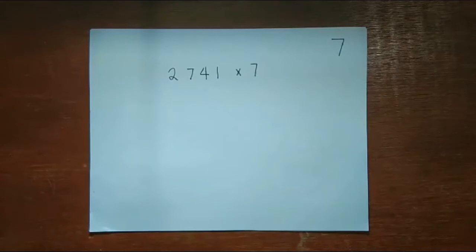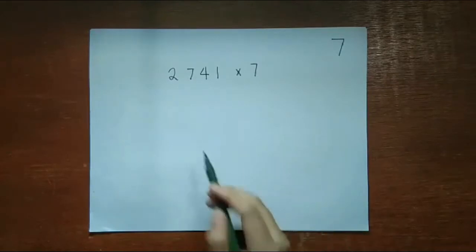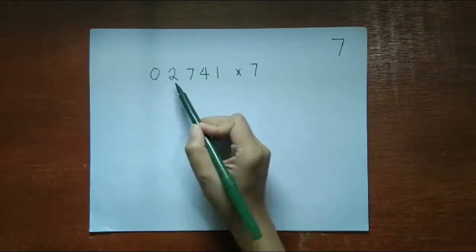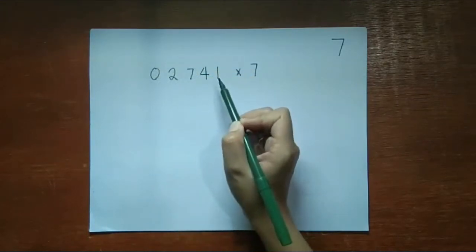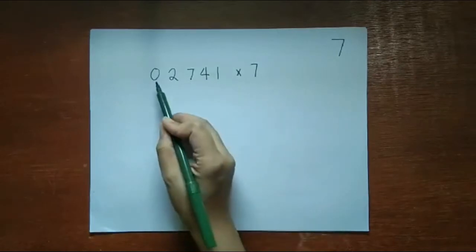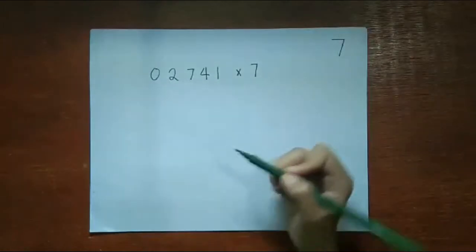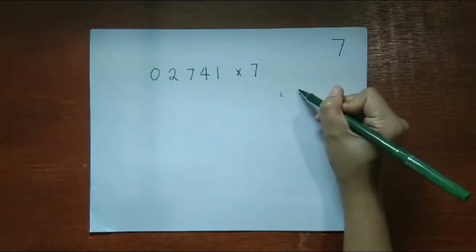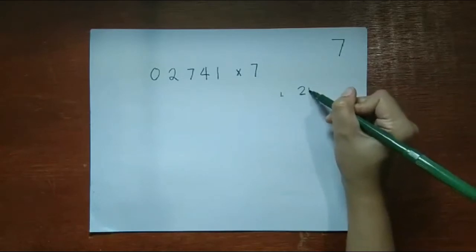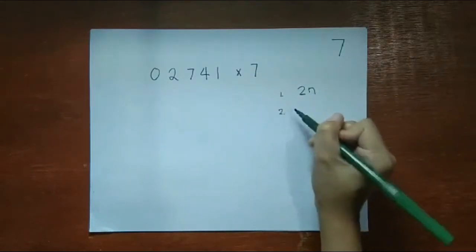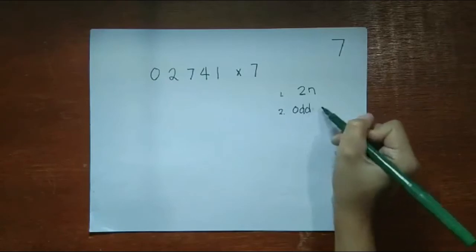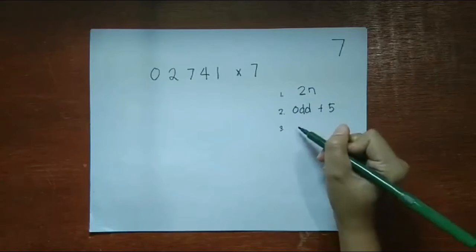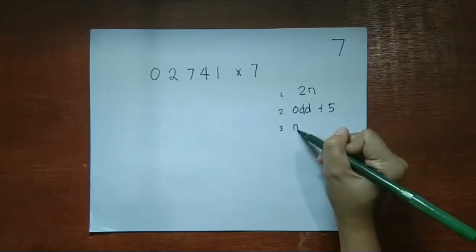So, the first thing that we're gonna do is add a 0 on the leftmost side of the multiplicand. That gives us 0, 2, 7, 4, and 1. And then we're going to treat each number individually according to the steps. And what are these? There are 3. The first one is we have to double the number, 2 times n. The second is, if it's odd, we are going to add 5 to it. And the last is, we are going to take the half of its number neighbor.